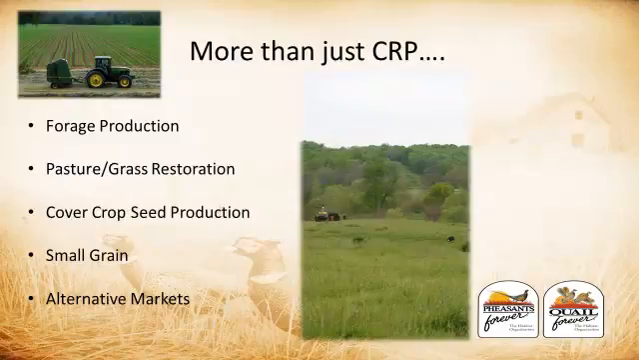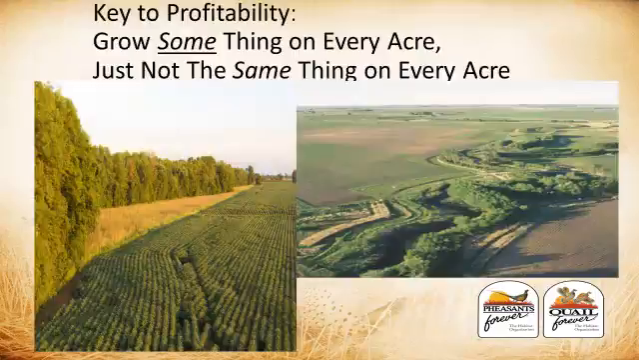But it is more than just CRP. We've had people put it into forage production, pasture. Some guys are growing cover crops on it. It's not typically corn and bean ground, but yet they can grow their clover or whatever else they might be using to go back into their fields if they're in a cover crop program. So that's something to think about. Small grain or different alternative markets. But you're still growing something on every acre.